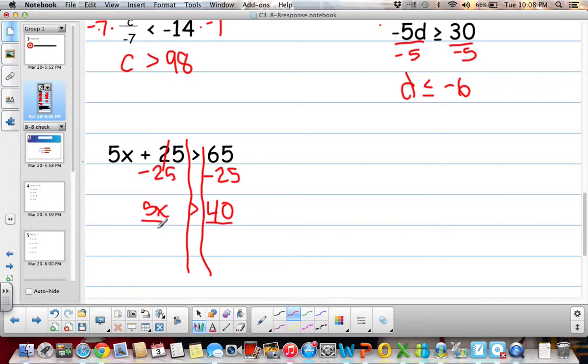Now we're going to divide both sides by 5. That cancels out, so we have x is greater than 8. So if we check, we can pick a number. 10 is an easy number, and it's greater than 8. 5 times 10 is 50, plus 25 is 75, and yes, 75 is greater than 65.